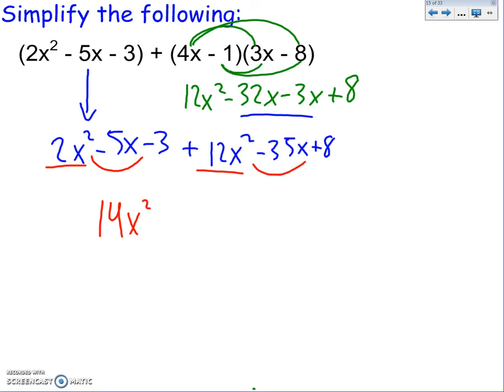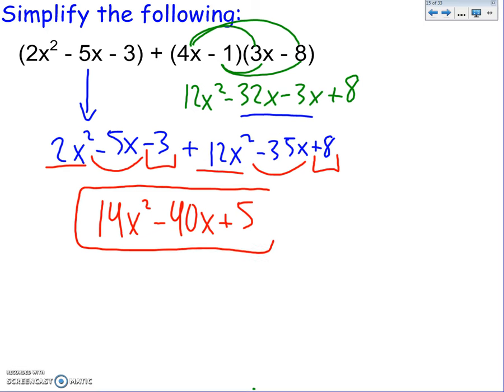Negative 5x minus 35x makes negative 40x. Negative 3 plus 8 is plus 5. So that is your answer.